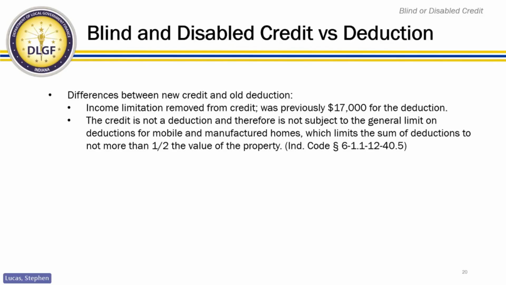Another difference is that the blind and disabled credit is not a deduction. So I talked about the differences between those benefits. It also matters because that limit that I mentioned that applies to the sum of deductions on personal property mobile homes, and how those can't exceed half the value of the property, that applies to deductions. So by virtue of this property tax benefit now being a credit, it is not subject to that general limit on deductions placed on mobile or manufactured homes.